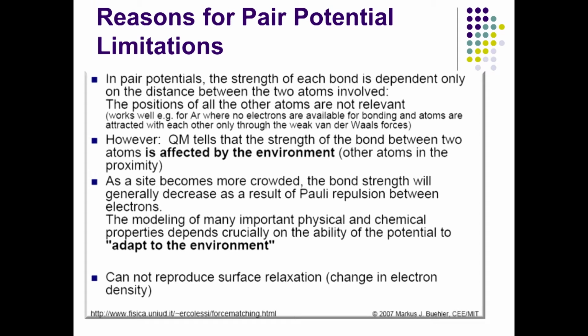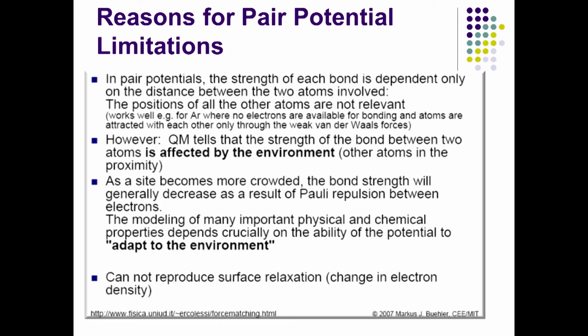As a site becomes more crowded by other bonds, bond strength will generally decrease as a result of Pauli's repulsion between the electrons. The modeling of many important physical and chemical properties depends crucially on the ability of the potential to adapt to the environment. That is where it cannot reproduce the surface relaxation properly, because it is only looking at the pair potential. That is where many-body potentials are required.